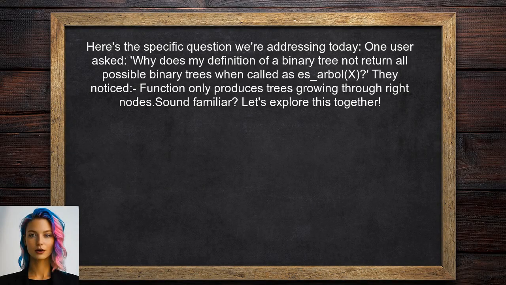Here's the specific question we're addressing today. One user asked, "Why does my definition of a binary tree not return all possible binary trees when called as ES_ARBLE_X?" They noticed that their function only produces trees that grow through their right nodes. Sound familiar? Let's explore this together.